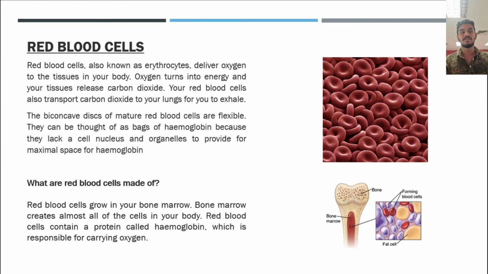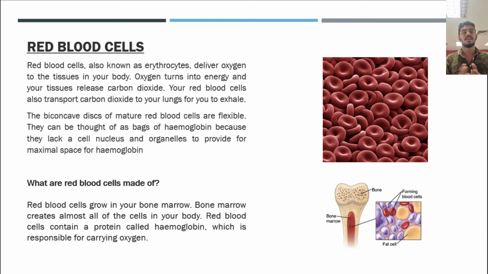And it's flexible because the biconcave disc of mature red blood cells needs to be able to go through tight capillaries in the human body. Furthermore, they lack a nucleus and organelles, so they have maximum space for hemoglobin. Red blood cells are made in your bone marrow, which creates almost all of the cells necessary in your body. Red blood cells contain a protein called hemoglobin, which is responsible for carrying oxygen and transporting carbon dioxide out of your body.